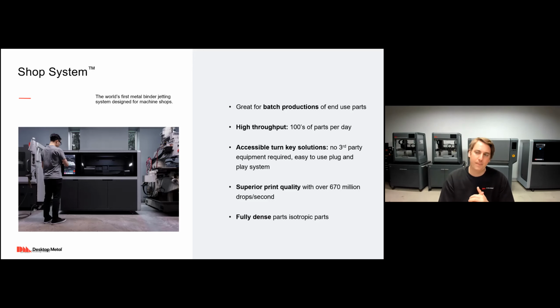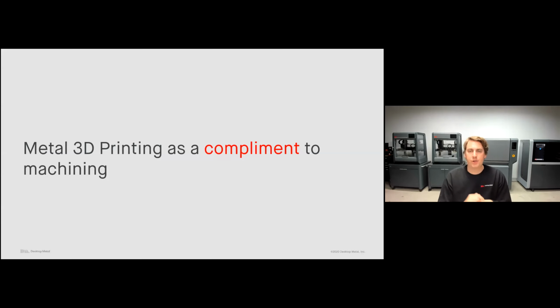It has very, very high print quality with over 670 million droplets per second, since it is a binder jetting machine, and it produces these fully dense isotropic parts that are great for end-use applications. So let's jump into it, and let's start with talking about metal 3D printing as a complement to machining.